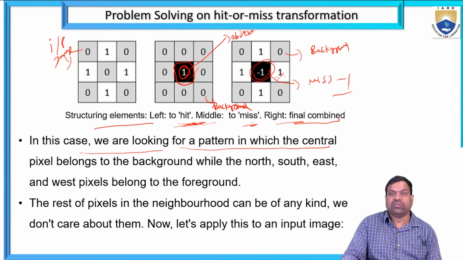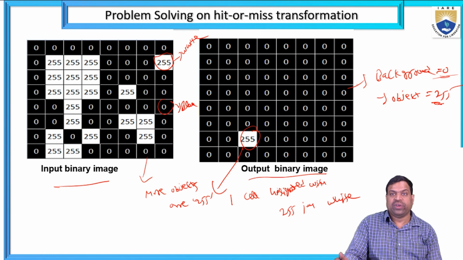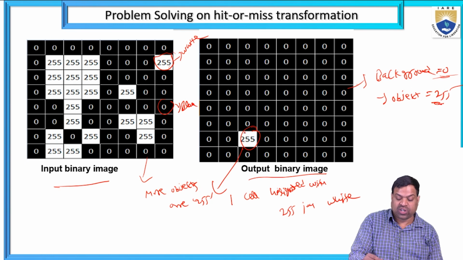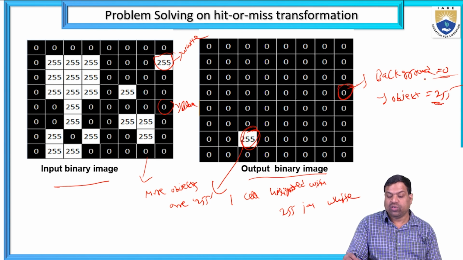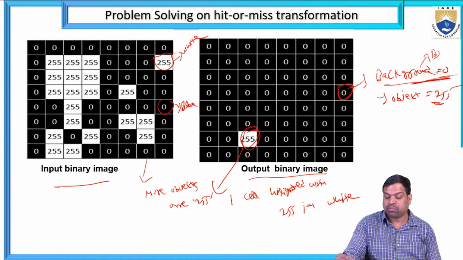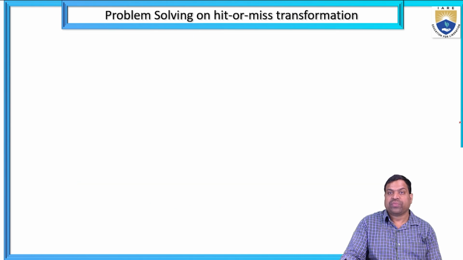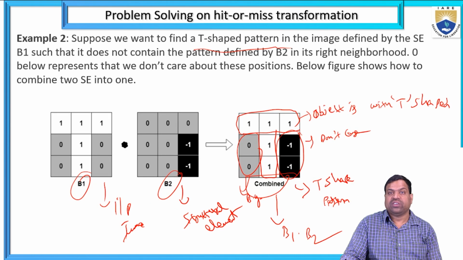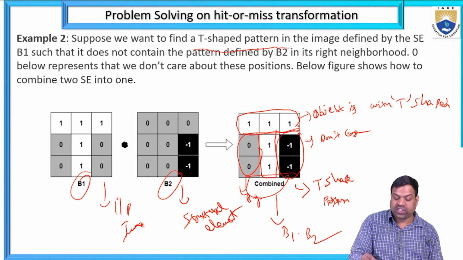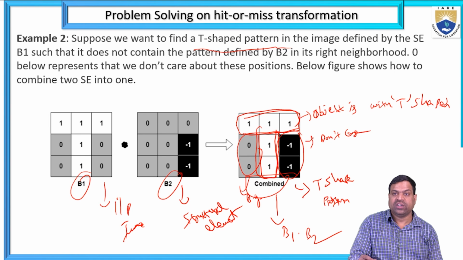And the rest of the pixels of the neighborhood can be of any kind, we don't care about them. And let's apply it to the input image. Here, when we have to highlight, I have to take the pixel as 255. When we don't highlight, it is taken as 0. So if background equals 0, that means black, then object is 255, that is white. Okay. And we are taking as the example that I want to highlight the T-shape. I don't want anything else.